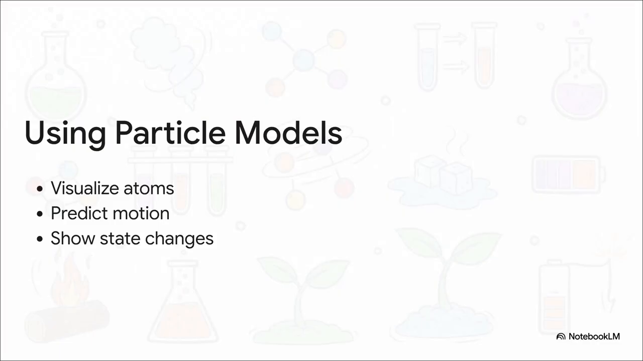Now, because we obviously can't see atoms with our naked eyes, scientists rely on something called particle models. We use these models to visualize the atomic makeup of molecules, whether we're talking about something simple like ammonia or extended complex structures like table salt. We also use them to predict how particles are going to move. This is especially useful when we add or remove thermal energy, which, as you know, causes a substance to change states, going from a solid to a liquid to a gas.